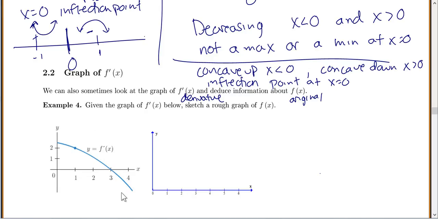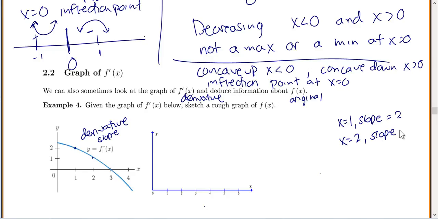So coming over here, what do you notice? This is the derivative, not our actual normal function, but our derivative, which tells us slopes. That means when x is 1, we had a slope of 2. At x equals 2, we have a slope of about 1. At x equals 3, we have a slope of 0. And at x equals 4, a slope of like -2.